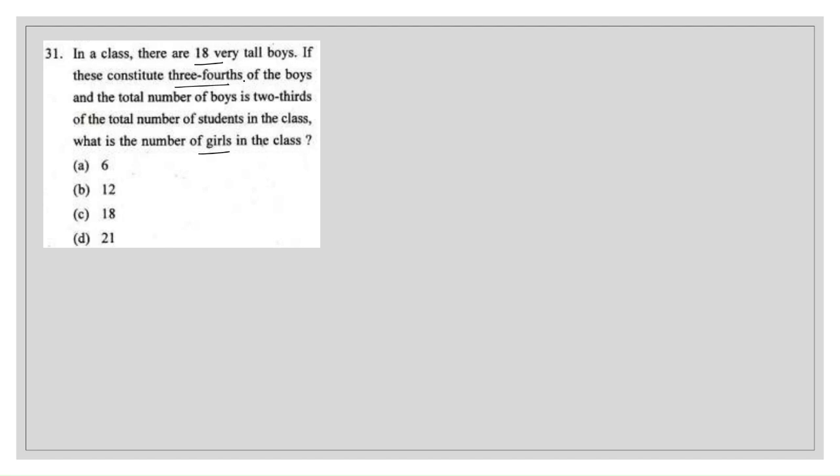If these constitute 3/4 of the boys, that is, if the total number of boys is x, then 3/4 of x, the total number of boys, will be equal to 18. The 18 very tall boys are 3/4 of the boys. So x, the total number of boys, will be equal to 18 into 4/3. So it will be equal to 6 into 4, which equals 24. Which means the total number of boys is 24.